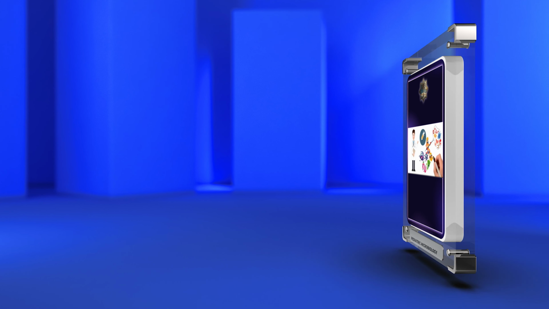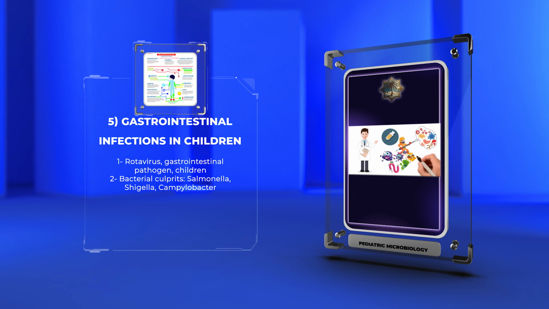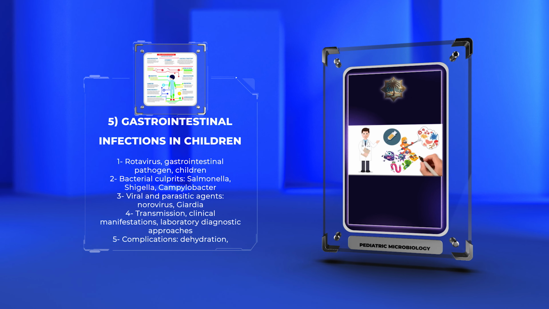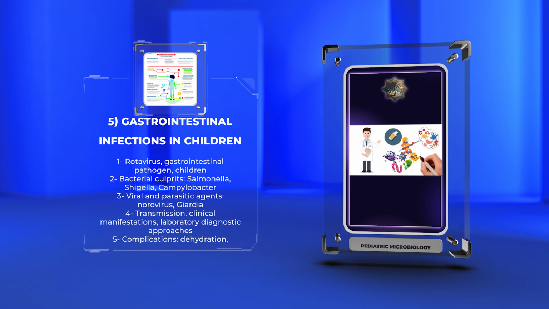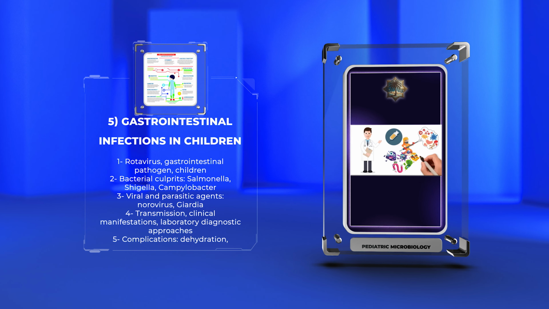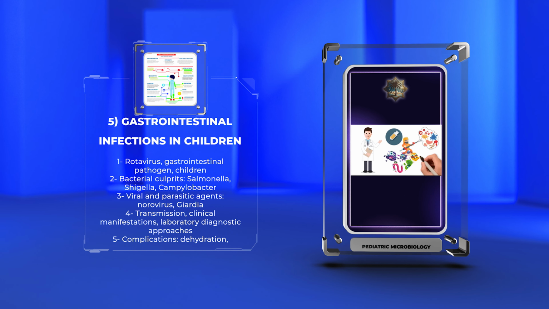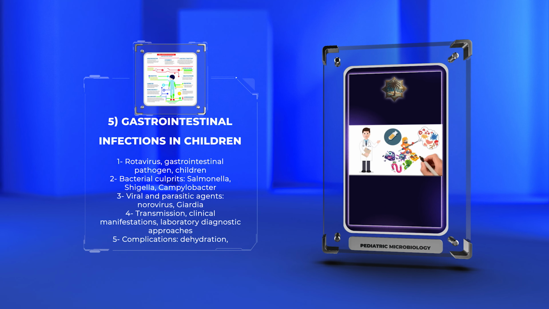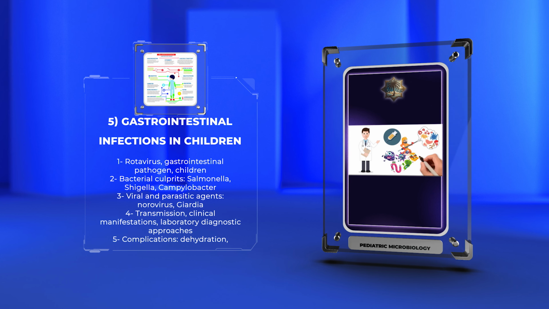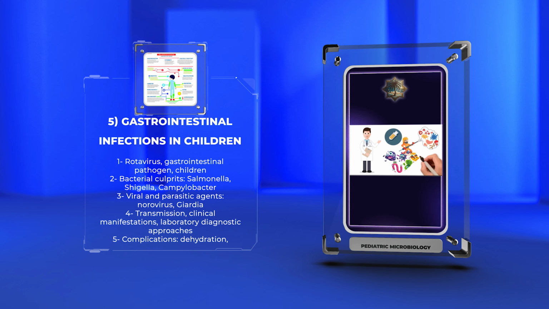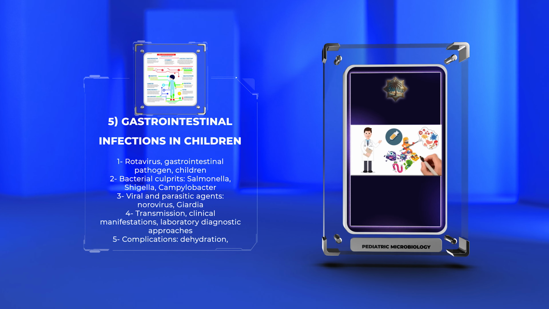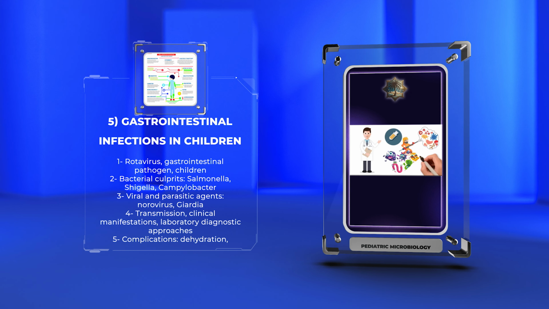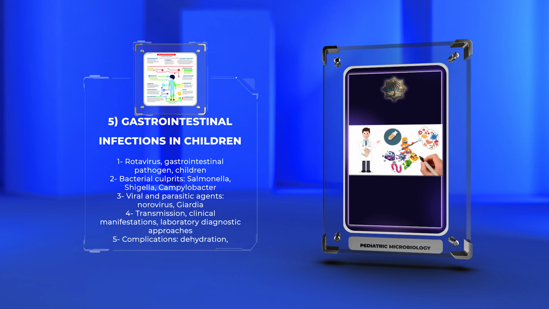While rotavirus is a widely studied gastrointestinal pathogen in children, we will explore a broader spectrum of pathogens responsible for gastrointestinal infections. From bacterial culprits such as Salmonella, Shigella, and Campylobacter, to viral and parasitic agents like norovirus and Giardia, we will thoroughly examine their transmission, clinical manifestations, and laboratory diagnostic approaches. Further, attention will be given to complications, including dehydration, malnutrition, and post-infectious sequelae.